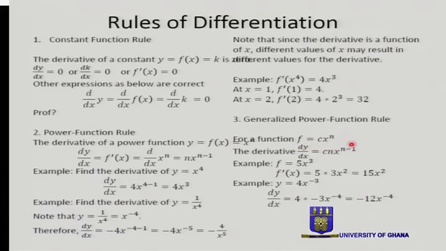I take my n, multiply it by the c, and just reduce that same n by 1. So, for instance, let's say we have 5x to the third. What I'm going to have here is my power, which is 3. I bring 3 to the front, so that is 3 times 5. And then I reduce the power 3 by 1. So what I have now is 15x squared. Okay, so it goes on and on like that.